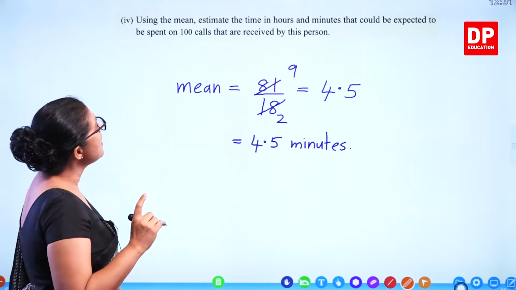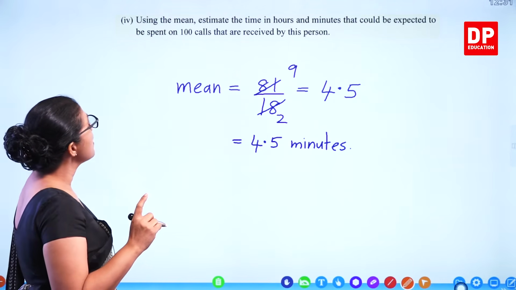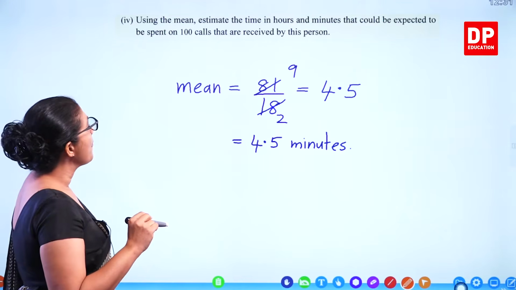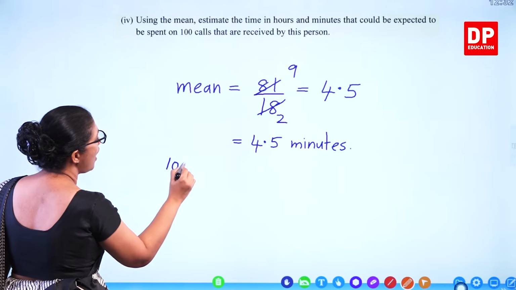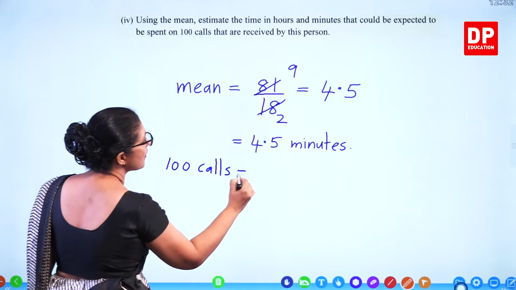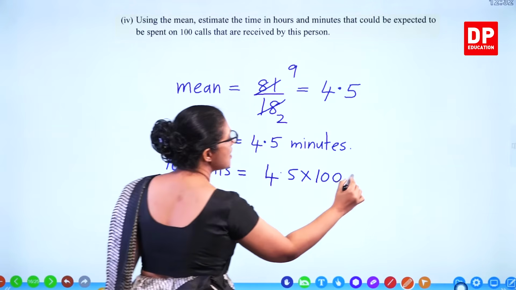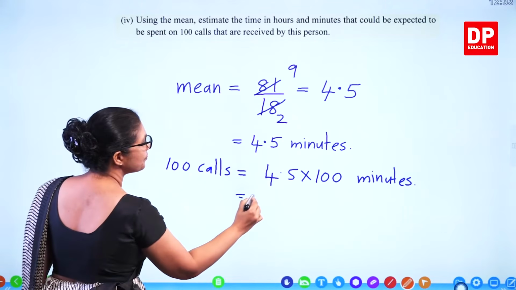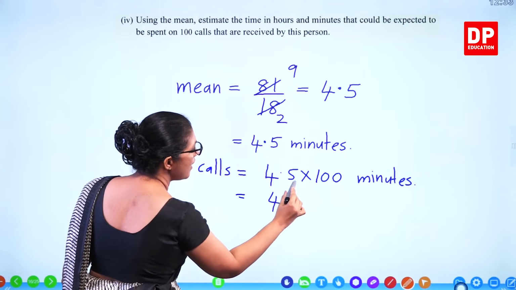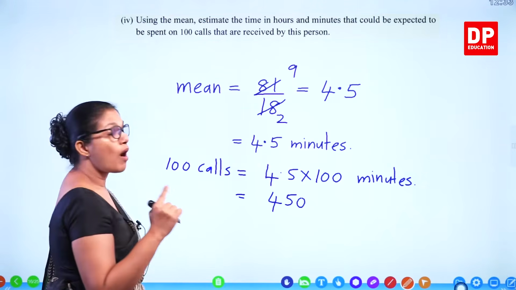Then they ask, using the mean, estimate the time in hours and minutes that could be expected to be spent on 100 calls. So here this is average length of a call. If there are 100 calls, what's the value? For 100 calls, this is 4.5 into 100. This is in minutes. Now we need to convert to hours and minutes. You get 450 minutes.